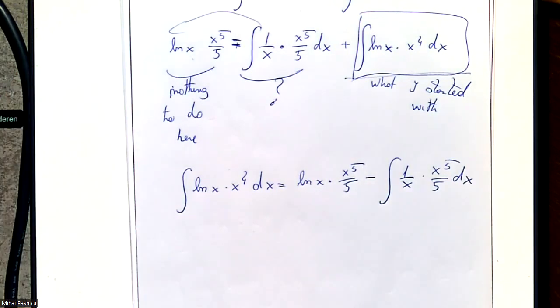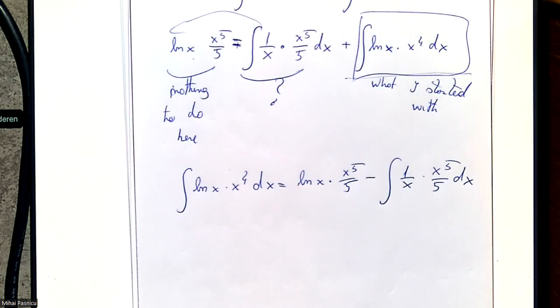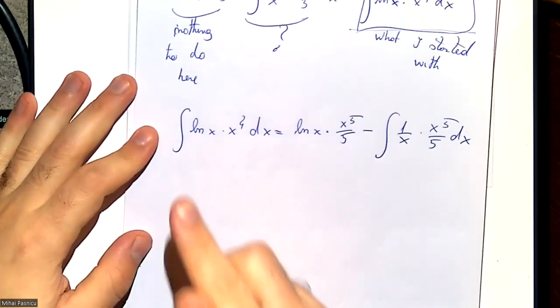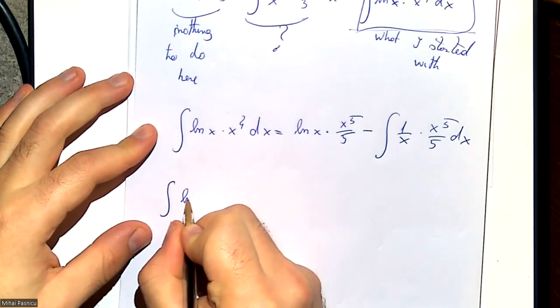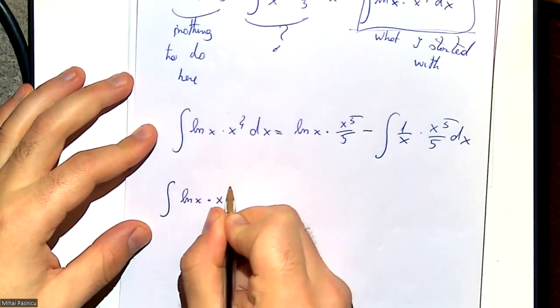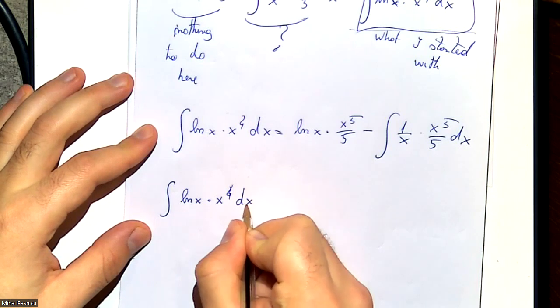5 d of x. So again, do you guys agree? If I can solve this, I am done. Can I solve this? This is what you should be asking yourselves. Ideally, in a fast manner as well.